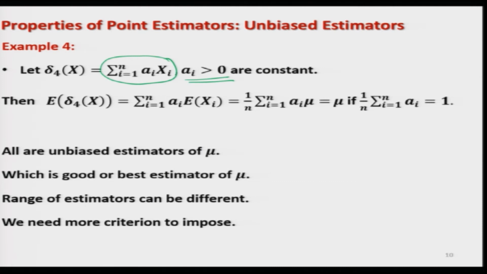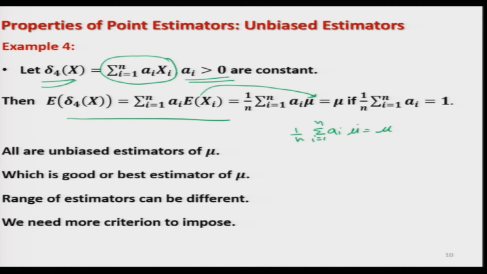Now, I want to know under what type of condition this delta 4x, that is summation ai xi, is going to be an unbiased estimator of the population mean. So, I take its expectation, and I find that this is summation i goes from 1 to n of expected value of xi, which can be replaced here by mu. So, now I can say that 1 upon n summation i goes from 1 to n ai mu is equal to mu. That means mu here is constant on both sides.